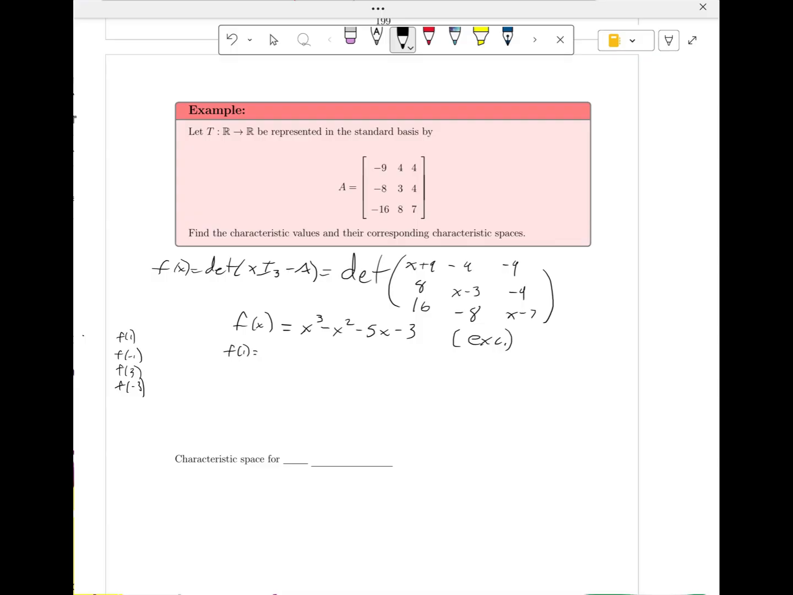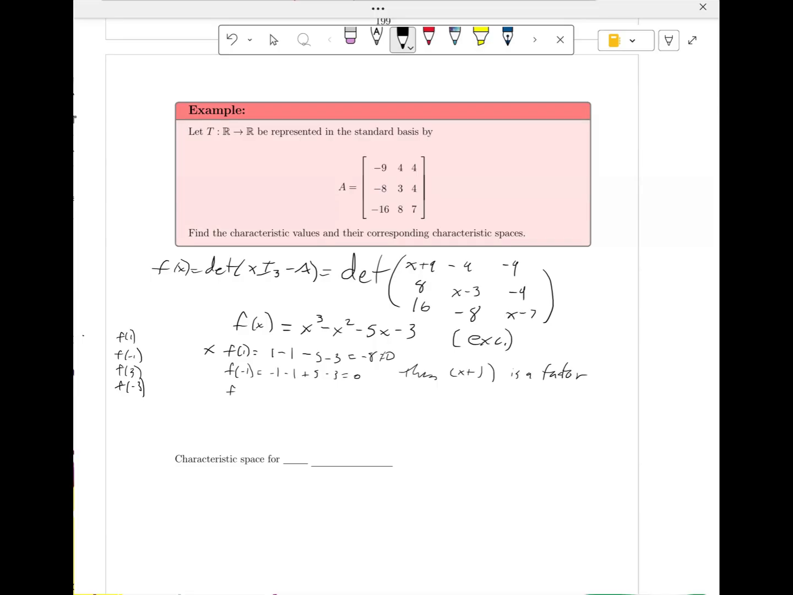f of 1 equals 1 minus 1 minus 5 minus 3, which equals minus 8, which does not equal 0. So this is not a factor. Now I'm going to try f of minus 1. This equals minus 1 minus 1 plus 5 minus 3, which does equal 0. Thus, x plus 1 is a factor.